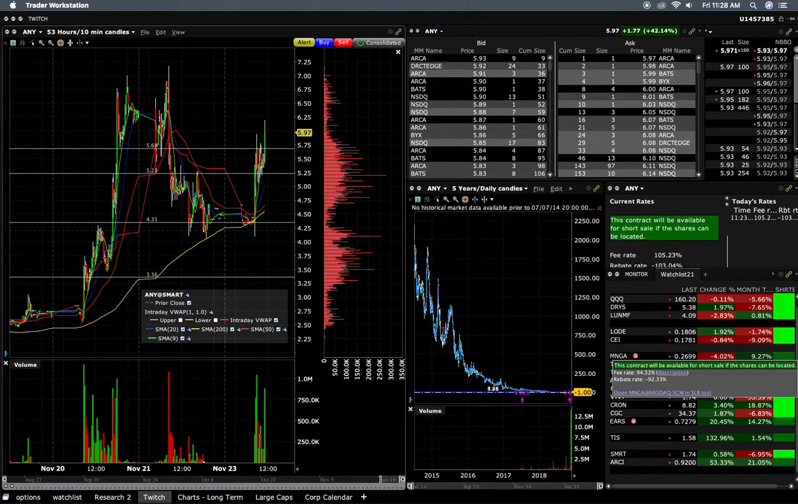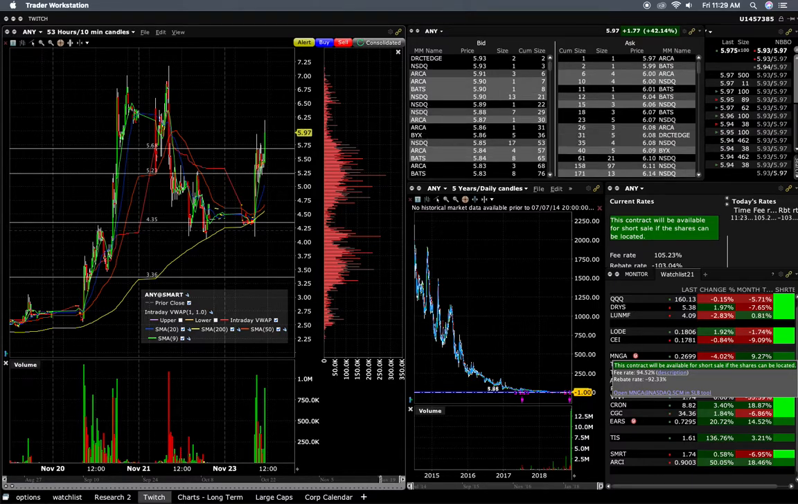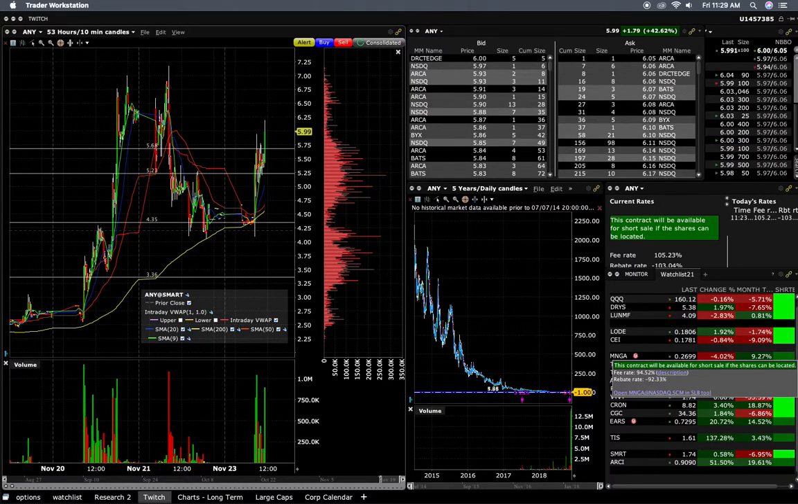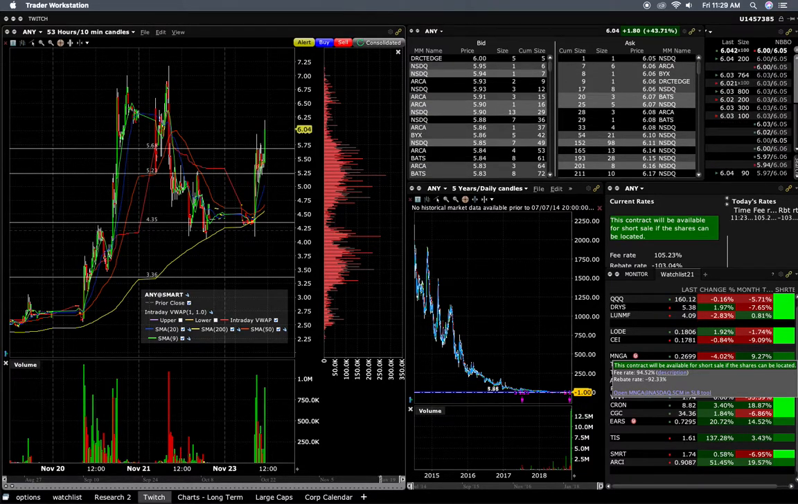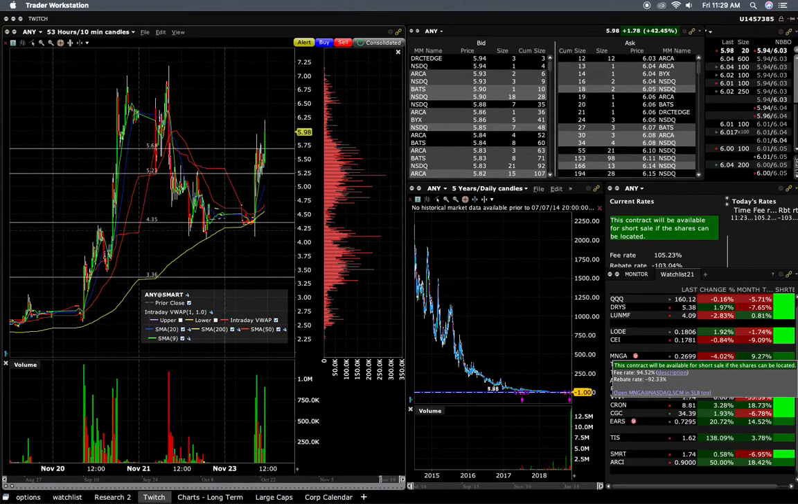Two very important things. Float can be a little bit tricky to calculate, but I will make a video on how to calculate the float. If you use websites like Yahoo Finance, Finviz, they're not always right. They're actually rarely right. They're close, but usually you want a better idea, a more accurate picture. I'll try to make a video on that.